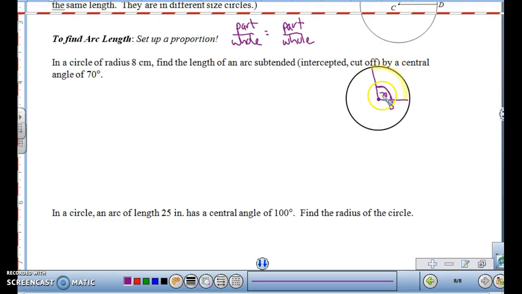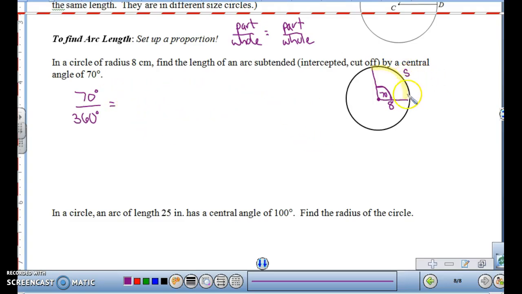That is part of how many degrees total? If we do part to whole, it would be 70 degrees out of the total degrees. How many total degrees would that be? It would be 360 degrees. So 70 degrees is to 360 degrees. Now, what we're looking for is the arc length. Usually that's called S. I don't know why, but it is. So we're looking for arc length.